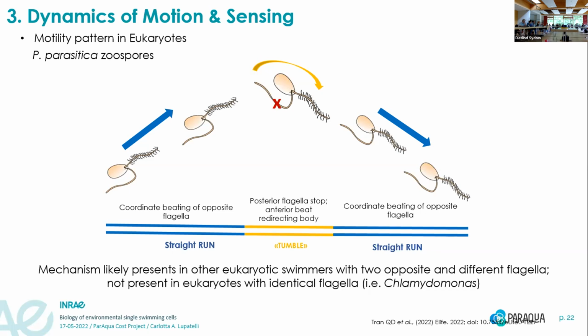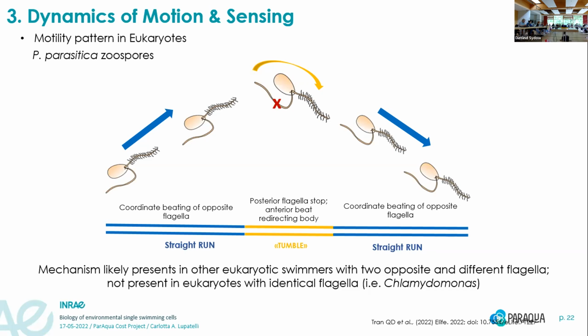On the straight run of this spore, we have the two opposite flagella, which move in a coordinated fashion. Then, at one point, our spore can change its direction, so you have a kind of tumble phase. When they change direction, they stop beating the posterior flagellum and continue to move with the anterior flagellum, looking for a new direction. Again, after this tumbling event, we have a run phase, where the anterior and posterior flagella move in a coordinated way.